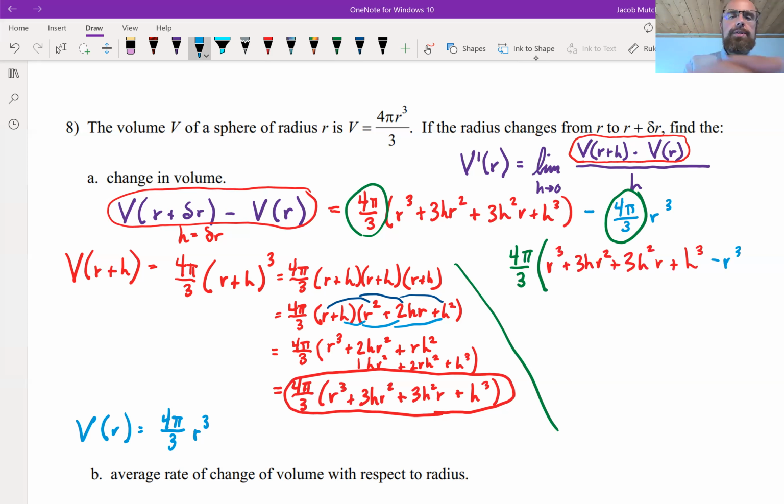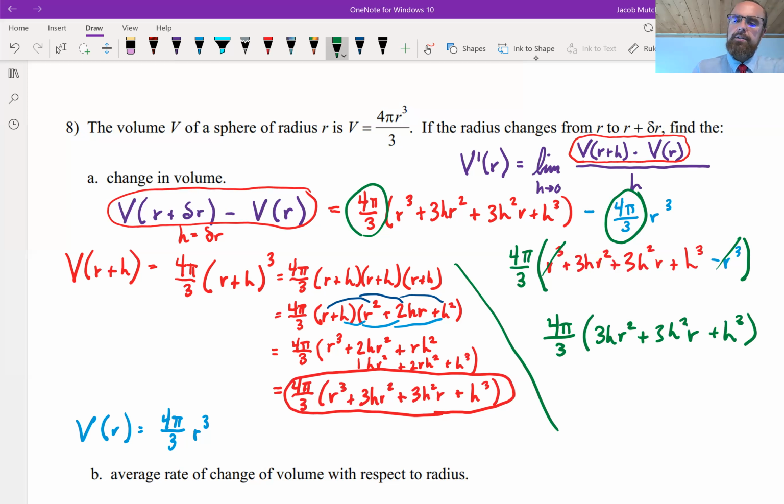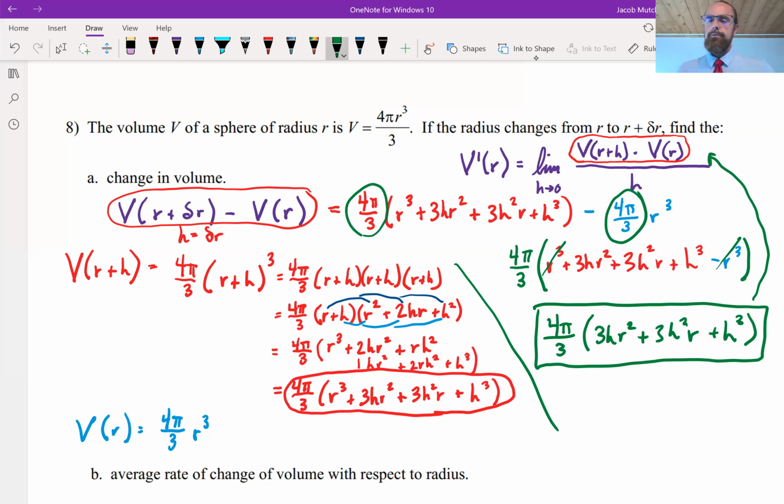Now, once I do that factorization of 4/3 pi, I see that I have a cancellation. R cubed minus r cubed cancels. So my final expression here for the change in volume is 4 pi over 3 times 3hr squared plus 3h squared r plus h cubed. And I'm going to box that. That is the change in volume, which again corresponds to my numerator in the definition of the derivative.